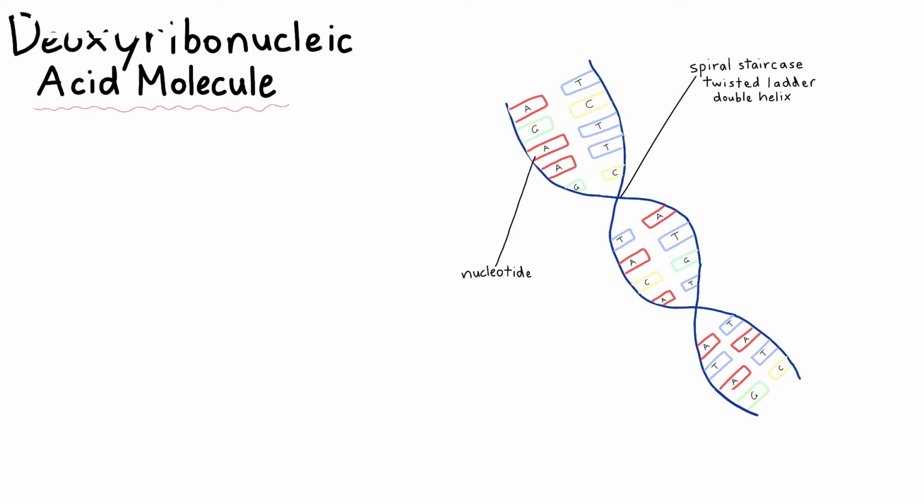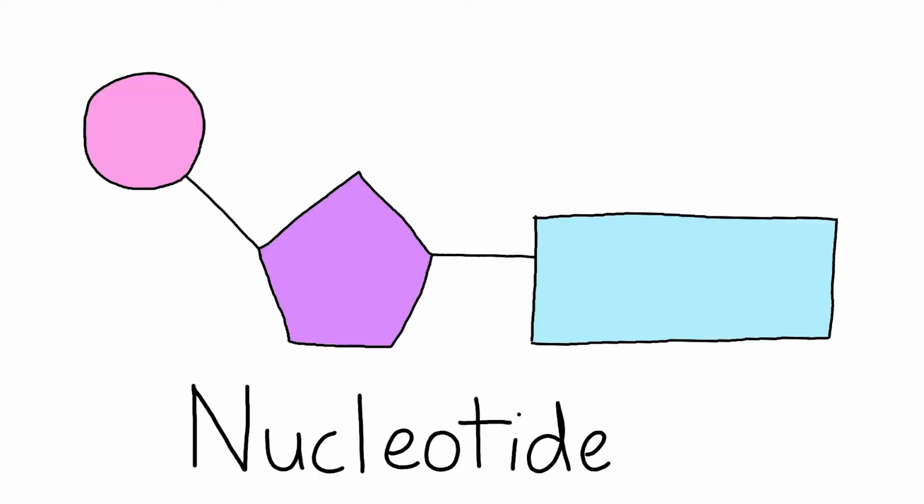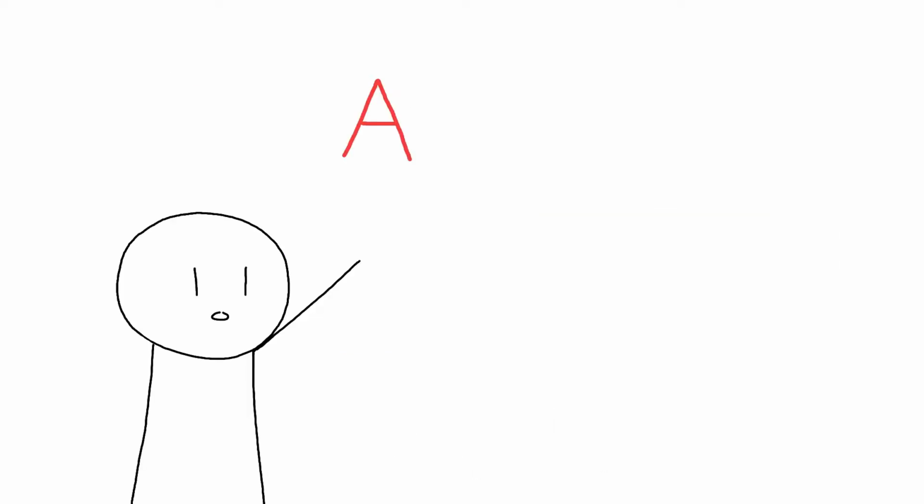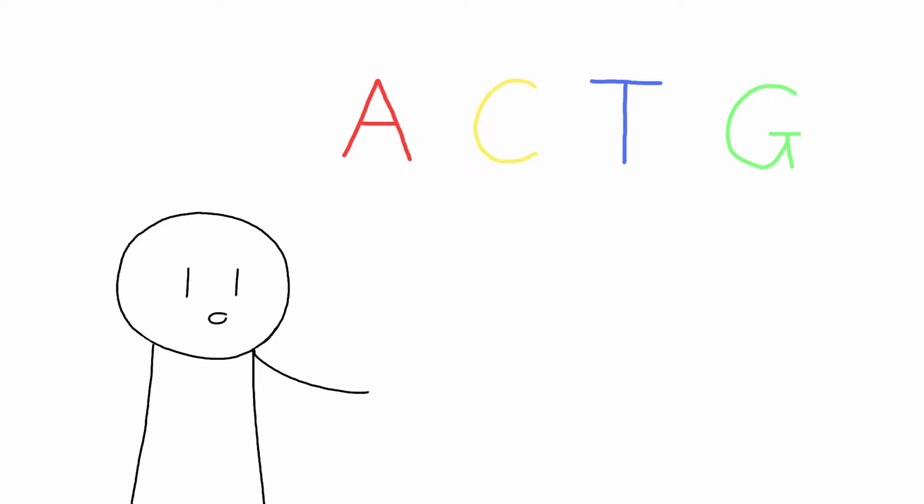Nucleotides are the building blocks of DNA. Nucleotides are made up of a phosphate, a sugar, and a base molecule. As you can see, there are letters on the nucleotides. The DNA alphabet consists of A, C, T, and G. These four letters allow the DNA to specify which amino acid is to be placed along the chain of nucleotides.